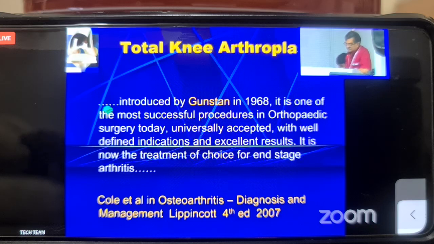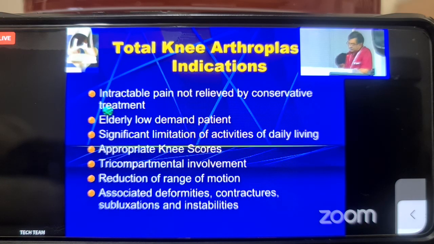So total knee arthroplasty is one of the most successful procedures, surgery of the century. In fact, it's been voted as one of the most successful procedures of the century, not just in orthopedics, but in any surgery whatsoever. And this is a quote from one of the textbooks. Now, what are the indications for doing a total knee arthroplasty? And I think the only real indication is intractable pain. And the surgery is offered only when sufficient conservative treatment has failed.